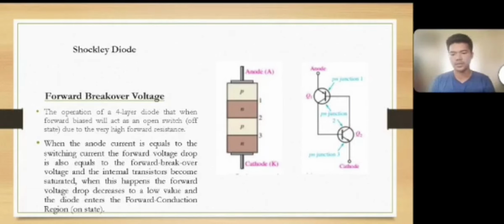because this region is in the forward blocking region, and this region exists from 0 volts up to the forward breakover voltage. When the anode current is equal to the switching current, the forward voltage drop is also equal to the forward breakover voltage, and the internal transistors become saturated. When this happens, the forward voltage decreases to a low value, and the diode enters the forward conduction region or the on state.